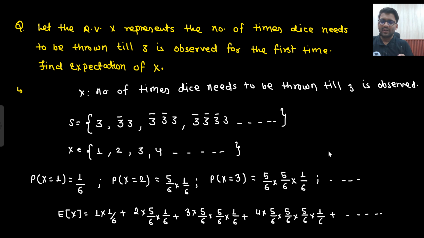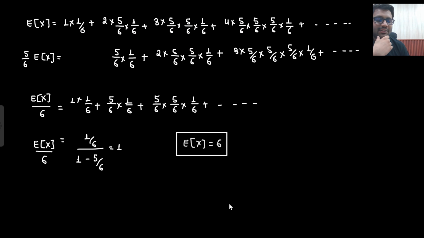That means you are getting 1, 2, 3, 4, 5, 6. So this is the general case expectation will take. So it is surely expected that in 6 throws, at least you will be getting a 3. So what they are saying, x represents the number of times you need to throw the dice, such that 3 is observed for the first time. Are you able to interpret the meaning of expectation here? Just try interpreting the meaning of expectation here.